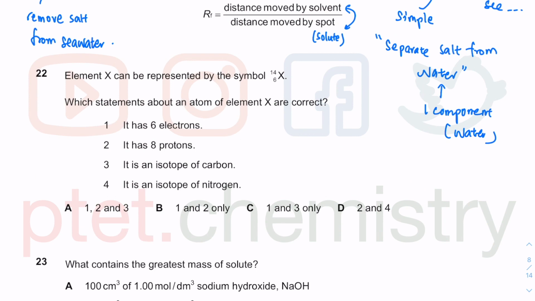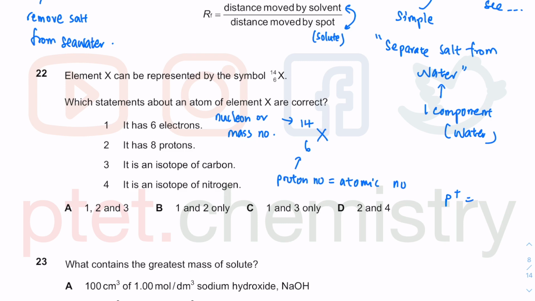Question 22. So we have atomic structure. So we know that this is proton number or atomic number. It tells us the number of protons, whereas this 14 is your nucleon or your mass number, which is basically the heavy stuff in the nucleus, the number of protons plus the number of neutrons.